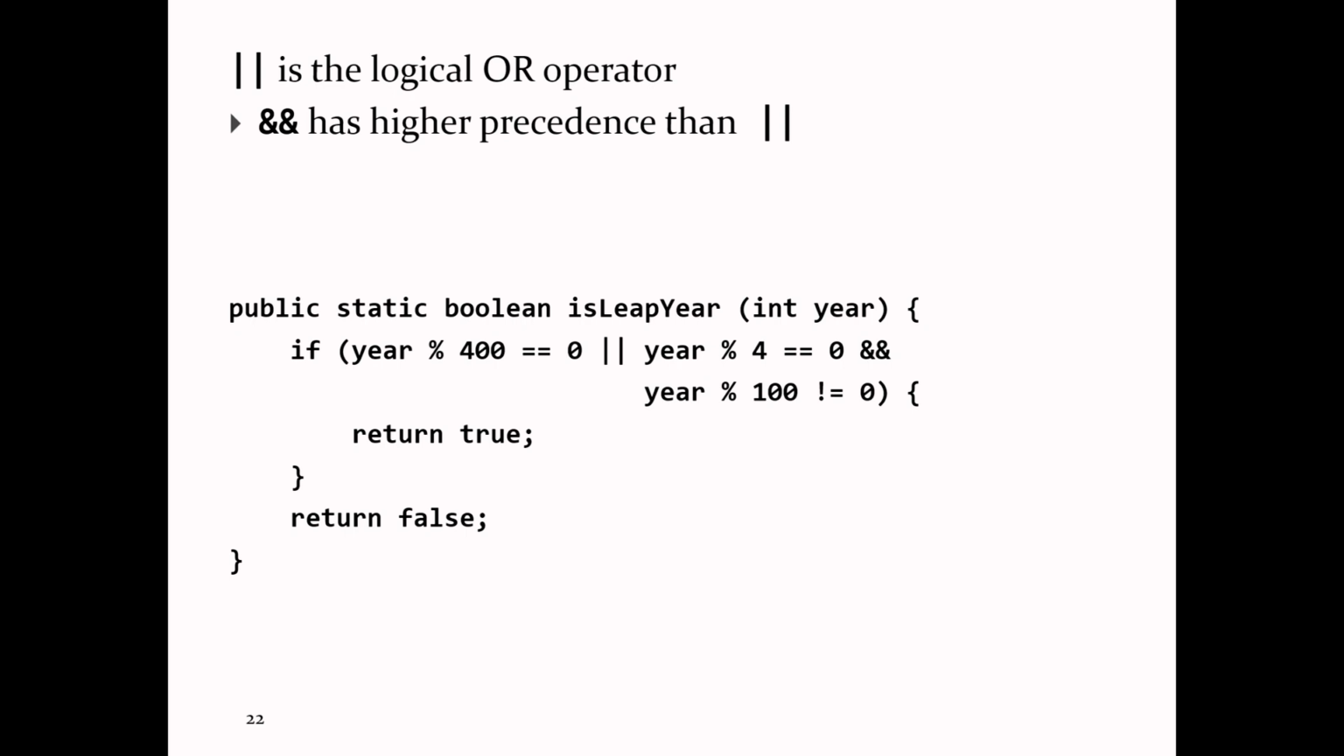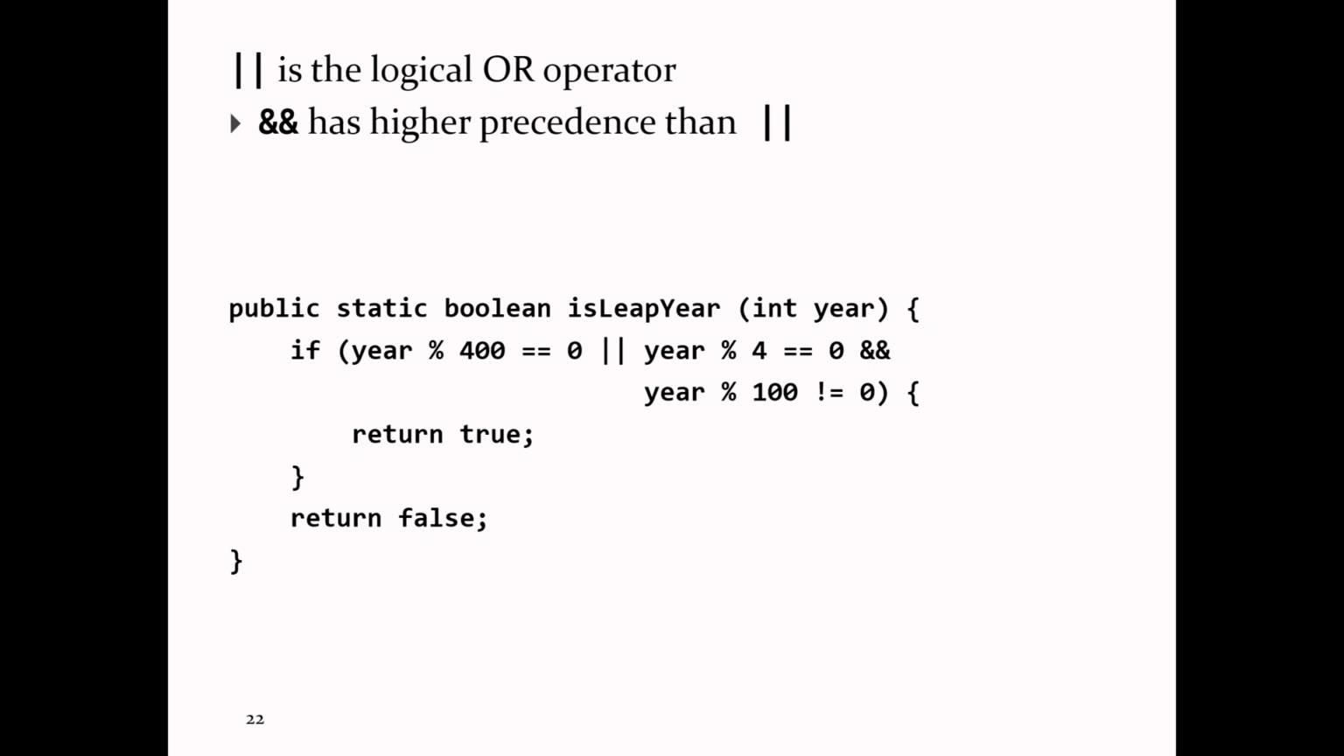Otherwise, a year is a leap year if it's divisible by 4, but not evenly divisible by 100. So 2100 is not a leap year, because it's not divisible by 400. It is divisible by 4, but it's also divisible by 100, so it's not a leap year. And so I can write a method that determines whether that year is a leap year.